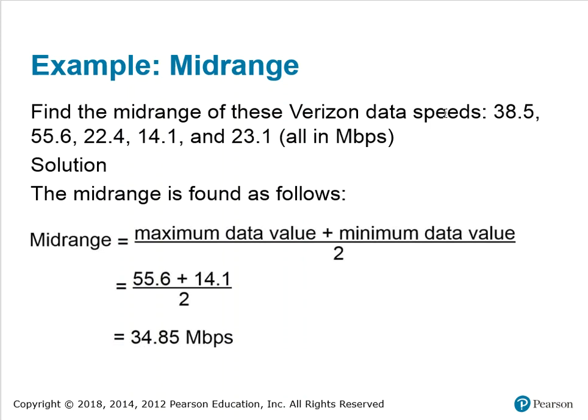So here's our mid-range. We're using the same set of data as we had earlier. So we did the highest and the lowest. The lowest number was the 14.1. The highest was the 55.6. Added them up, divide by 2, 34.85 megabytes per second.